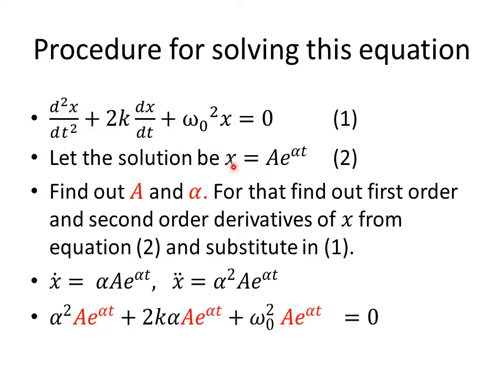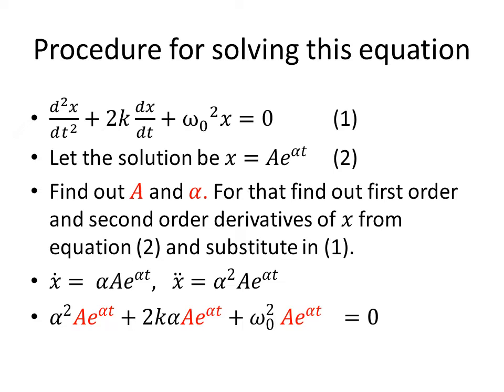So we will assume a solution of this form: x is equal to a e raised to alpha t. In this case, a is a constant, alpha is a constant. The procedure is to use this expression for x, which is given in equation number 2, and substitute it in equation number 1, and we will have to obtain the constants a and alpha.